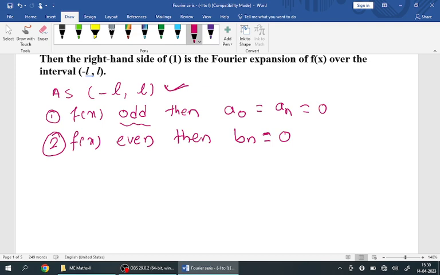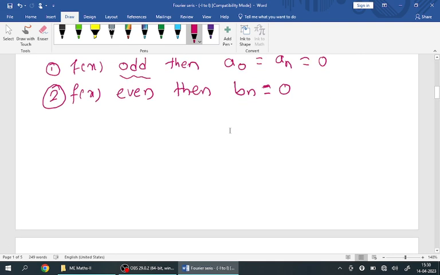And how to identify even and odd? There are 2-3 ways to identify that. You can see the previous prerequisite video. One way is to observe the power of the function. The second way is the graph. And the third way: if f of minus x is equal to f(x), then it is even; if f of minus x is equal to minus of f(x), it is odd. So that is the prerequisite that you should know.